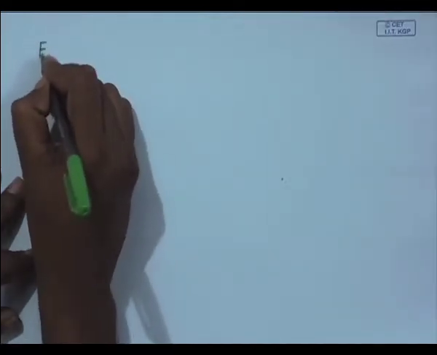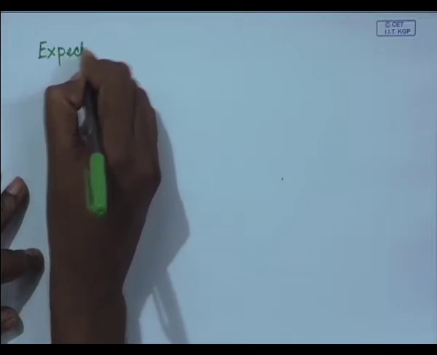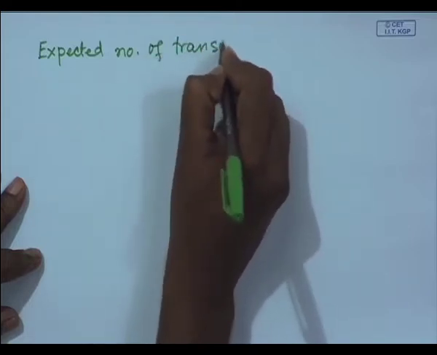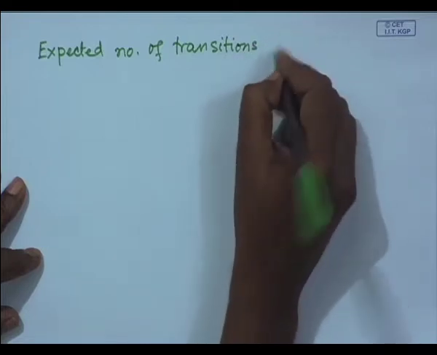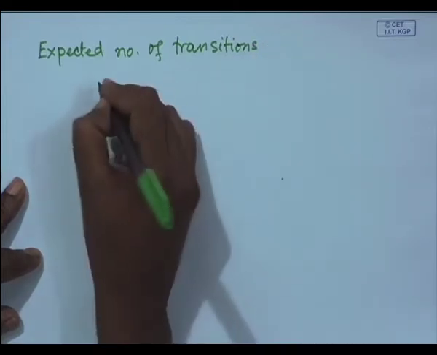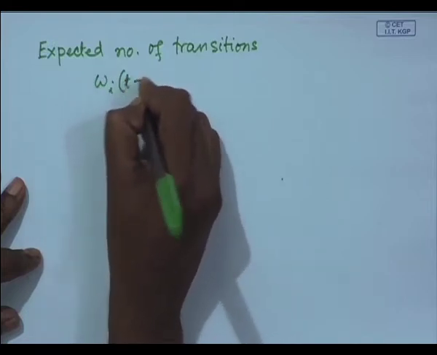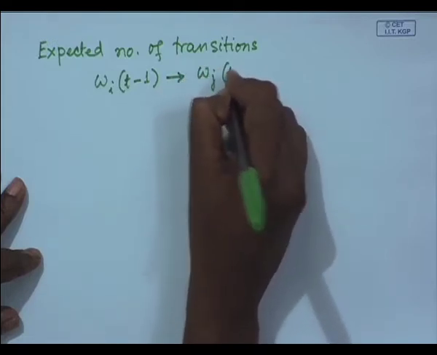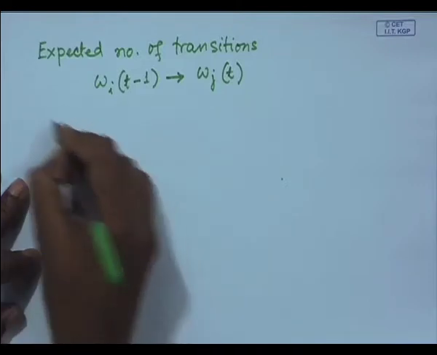You find that the expected number of transitions from omega i at time step t minus 1 to omega j at time step t, at any time in the sequence, is given by, so I will write that, expected number of transitions from omega i in time step t minus 1 to omega j at time step t at any time in the sequence.